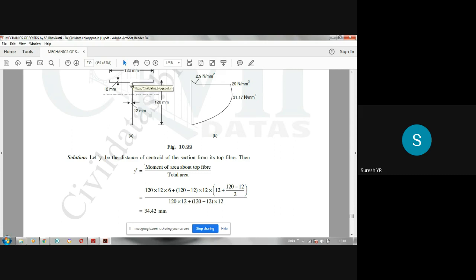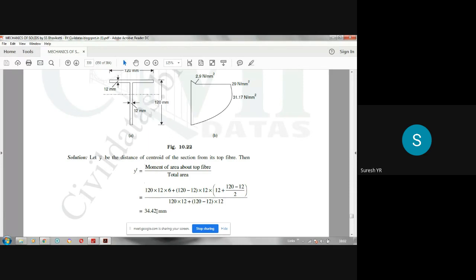this 12 plus half the distance of 108. Please note that. That means 12 plus (120 minus 12) divided by 2. So this is the distance of this web from the top fiber. So this is A of the flange multiplied by the distance of CG from the top fiber, plus area of the web into the distance of CG of the web from the top fiber, divided by total area. So total area is area of this flange plus area of this web.